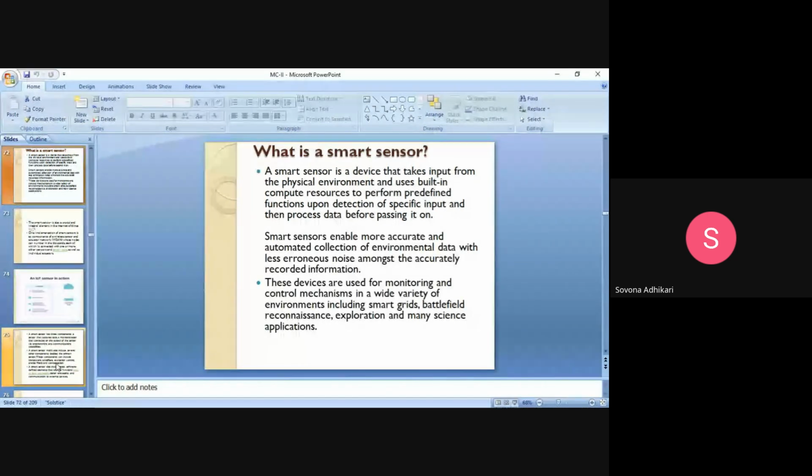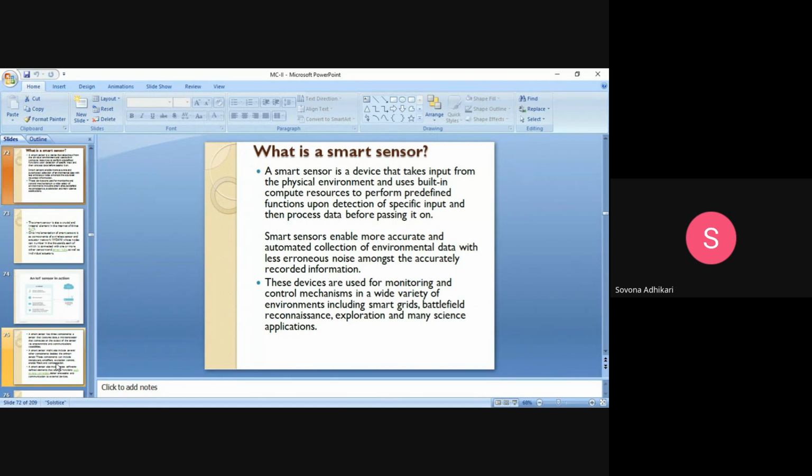Smart sensors enable more accurate and automated collection of environment data with less erroneous noise amongst the accurately recorded information. So smart sensors enable more accurate and automated collection of environment data. These devices are used for monitoring and control mechanisms in a wide variety of environments, including smart grids, battlefield reconnaissance, explorations, and many science applications.